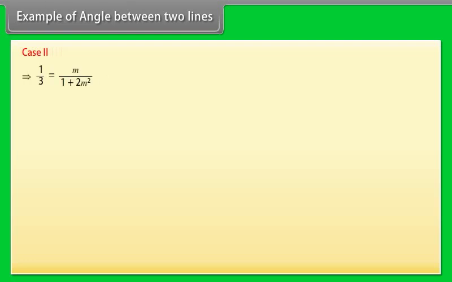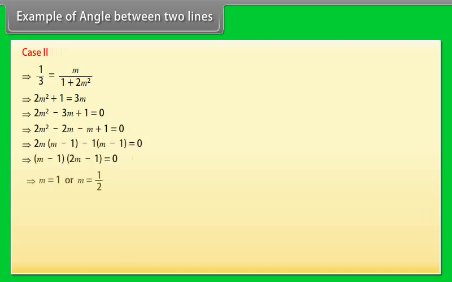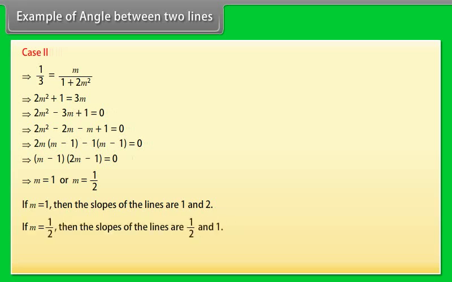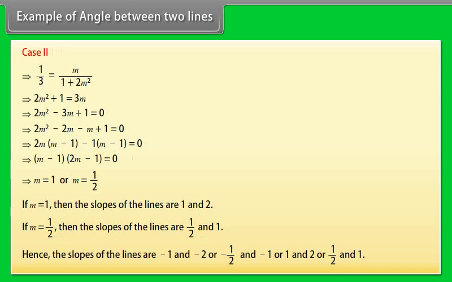Case 2. 1 by 3 is equal to m by (1 plus 2m square). On solving, we get m is equal to 1 or m is equal to 1 by 2. If m is equal to 1, then the slopes of the lines are 1 and 2. If m is equal to 1 by 2, then the slopes of the lines are 1 by 2 and 1. Hence, the slopes of the lines are -1 and -2, or -1 by 2 and -1, or 1 and 2, or 1 by 2 and 1.